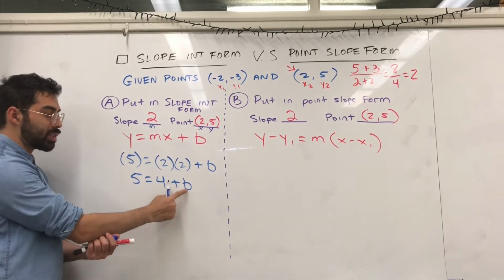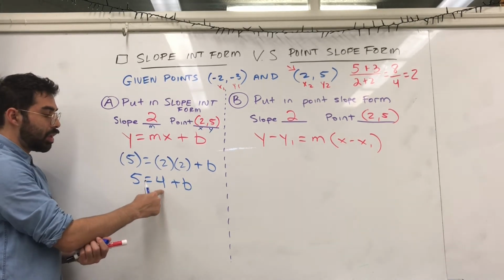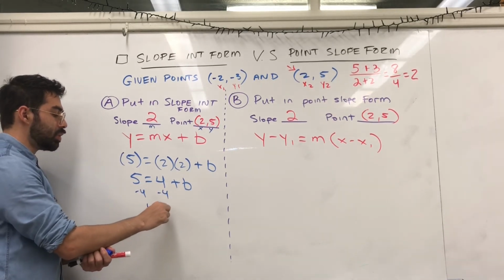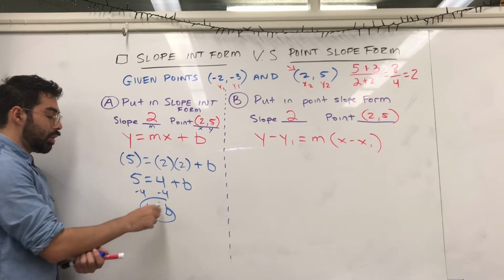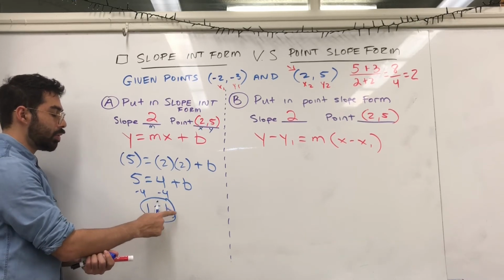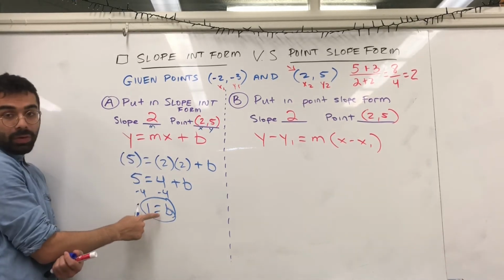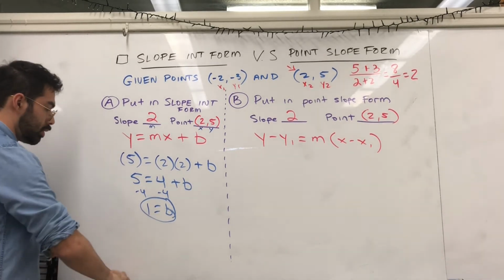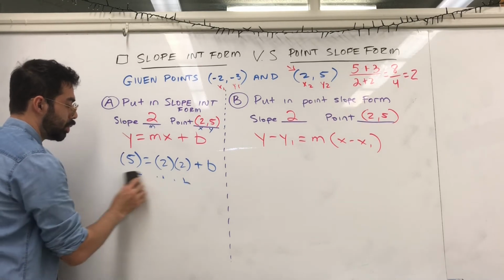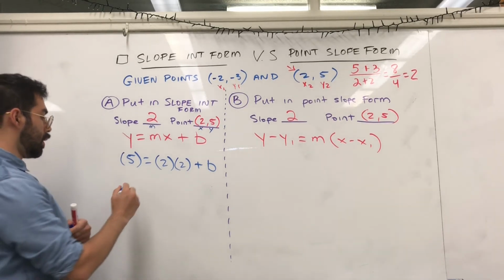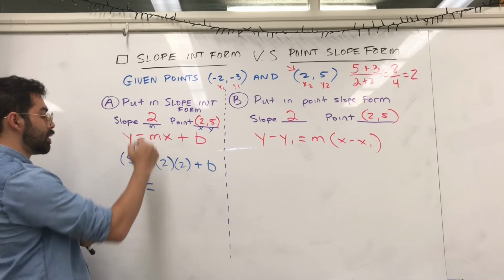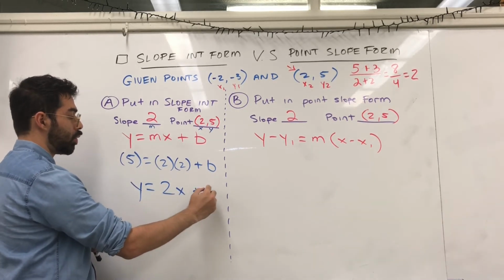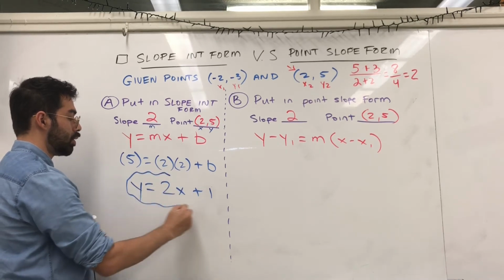To find what our y-intercept is, or our b in this case, minus 4, we end up getting 1 is equal to b. So that's awesome, right? We had our slope, now we found our y-intercept. So guess what? What our equation should be is y is equal to our slope of 2, x plus what we got for our y-intercept, which is 1. Okay, so that's our equation.